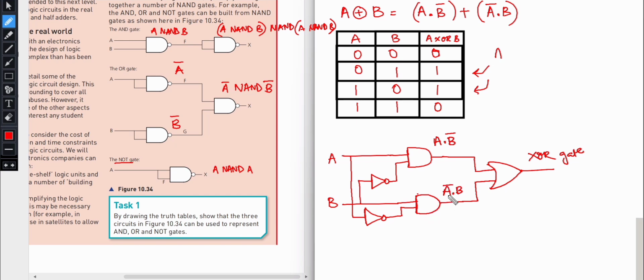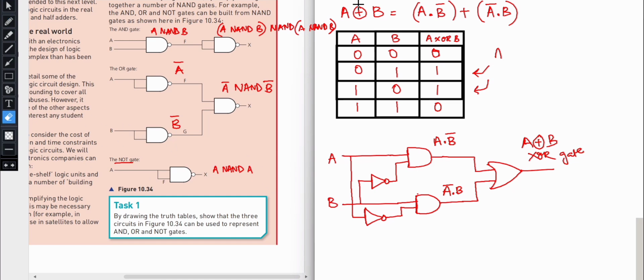So A NOT dot B, or NOT A dot B. So that's how it became, and then we added that. So we got the final output A XOR B. So this was the gate. Now what we can do is use these chunks and input them over here, and it will be done very quickly.